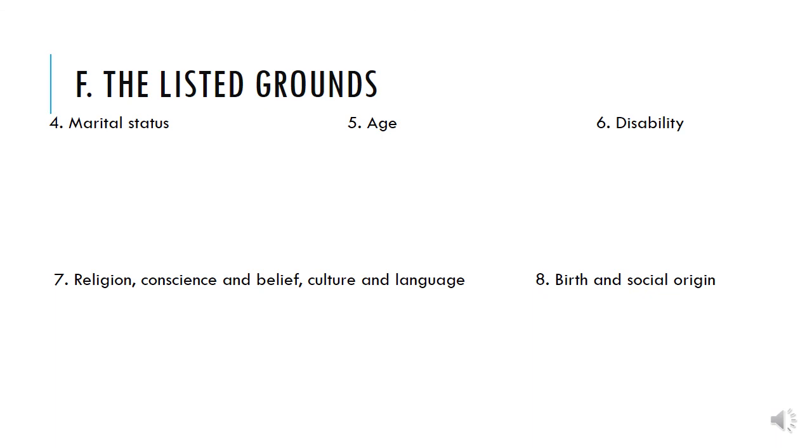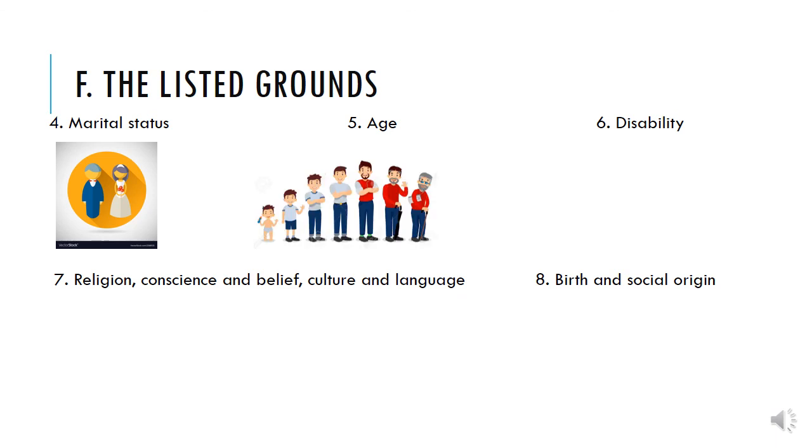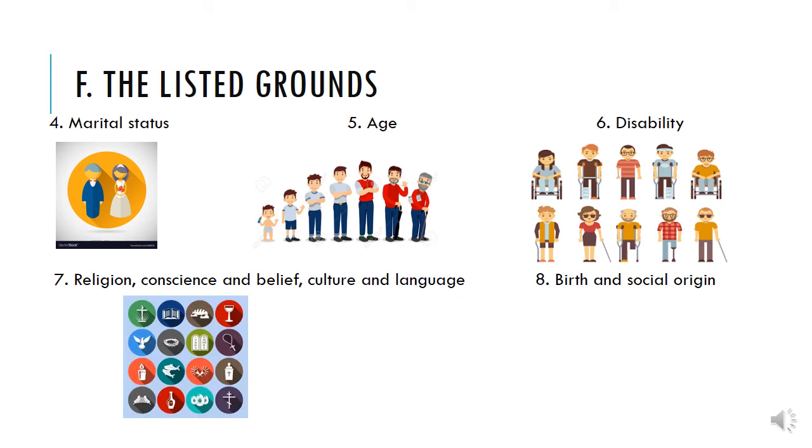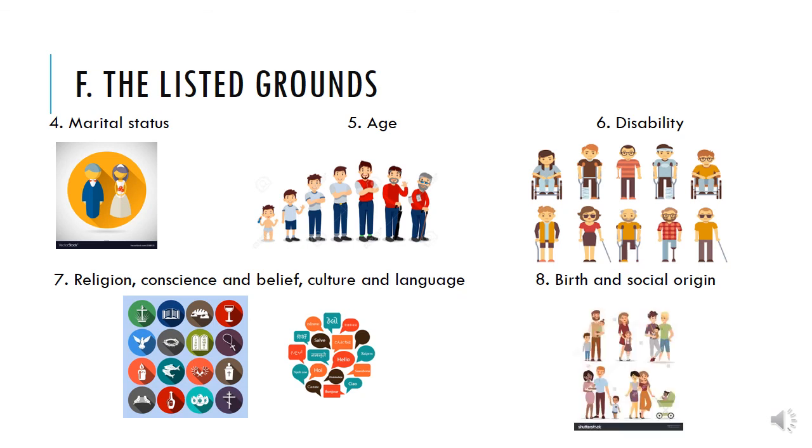Okay, now there are 5 other listed grounds. These grounds you need to go read, and the only thing I would expect of you is to explain the ground to me in 1 or 2 sentences. You can find them on page 232 up until page 235 of your textbook. First one is marital status. The second one is age. Third one is disability. Then religion, conscience, belief, culture, and language. And then birth and social origin.